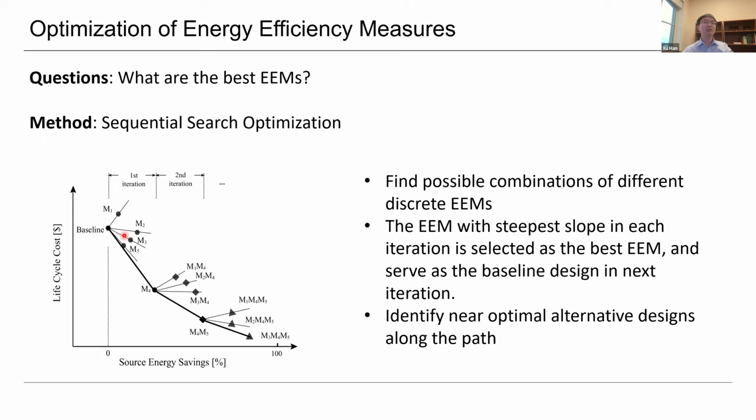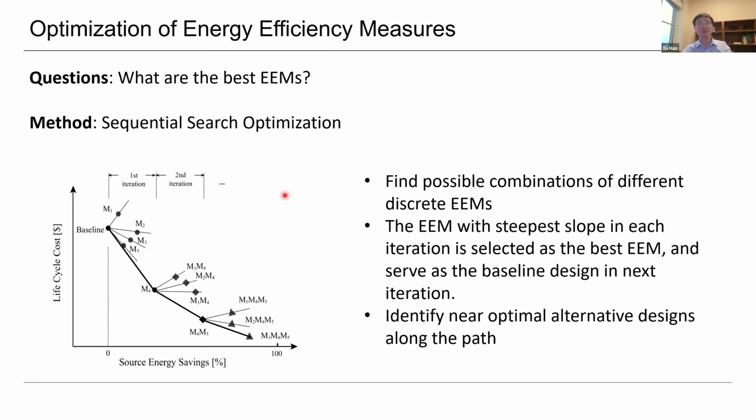For example, in the first iteration, we just compare the individual EEMs, M1, M2, M3. And then in the second iteration, we pick the best one as the base, and then we add another one, okay? And then we can have the best combination of two EEMs. And in the third iteration, we can add the third one, okay? This is called a sequential search, which is more efficient, but of course, probably is not as accurate as the exhaustive search or some other global search like GA, right?